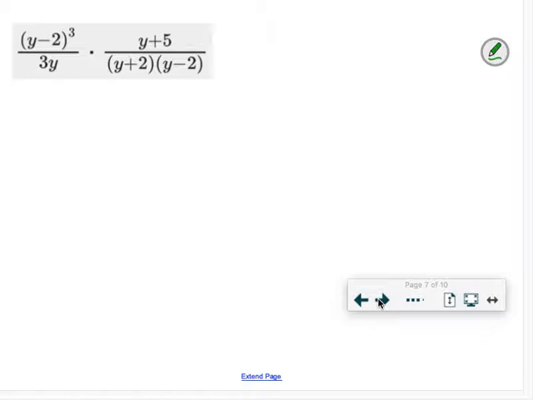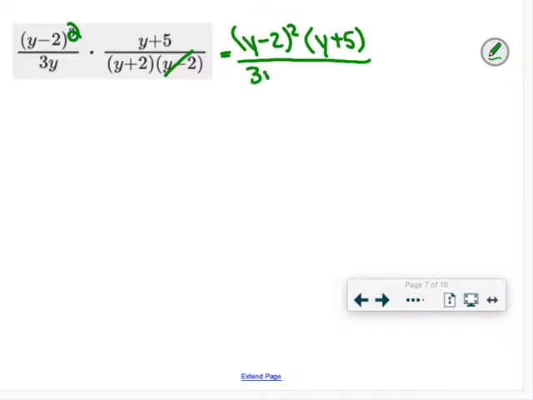So what is going to reduce or what is going to cancel out? Nick? Y minus 2. Yep. So I have 1 y minus 2 that cancels out. So if I had y minus 2, y minus 2, y minus 2, one of those would cancel out, so there's really only 2 left. Okay? So that would leave me with y minus 2 squared, because 1 canceled out, times y plus 5 over 3y times y plus 2.